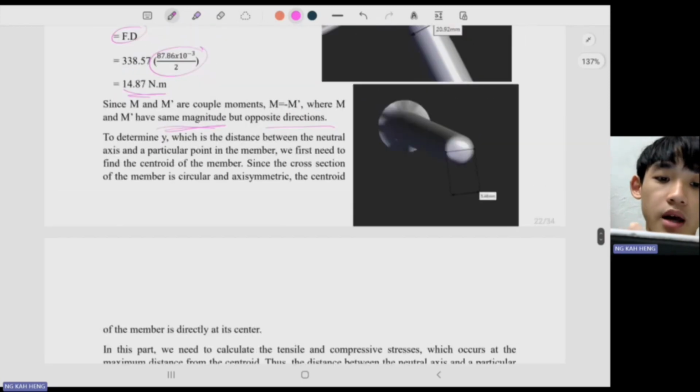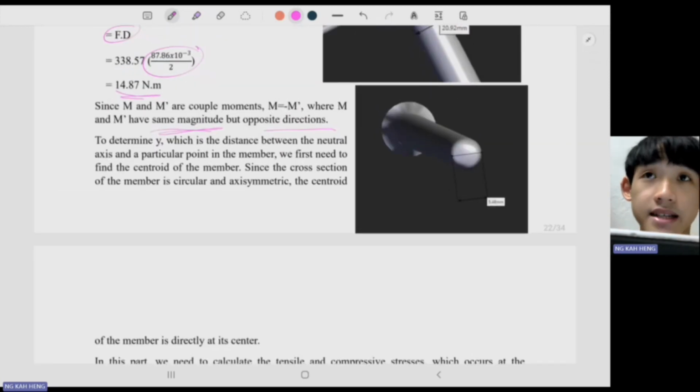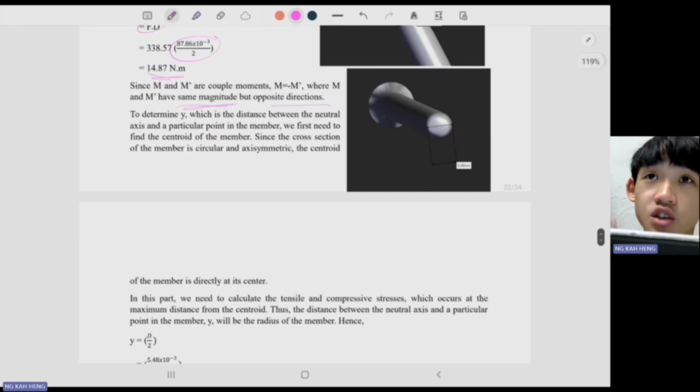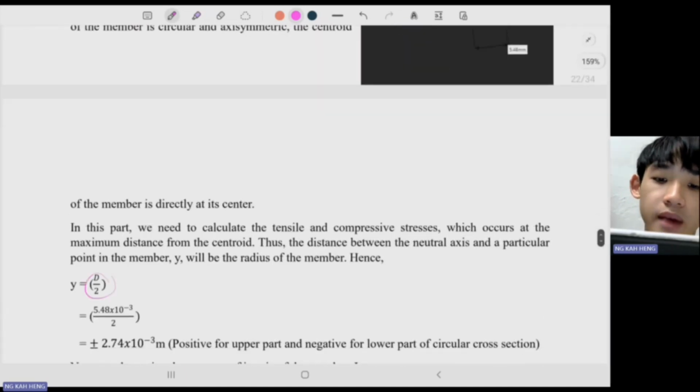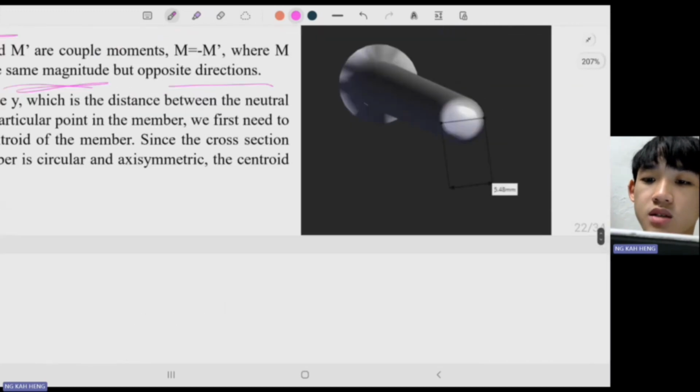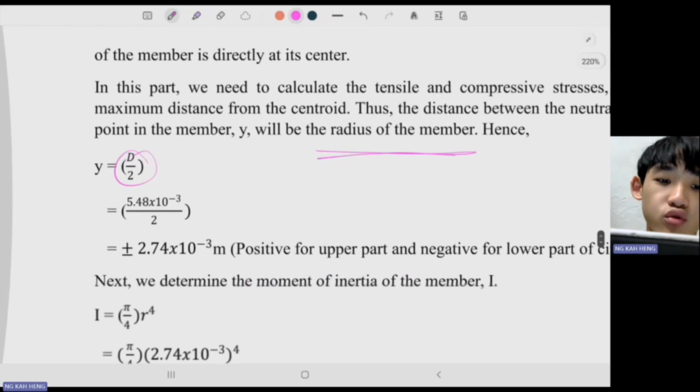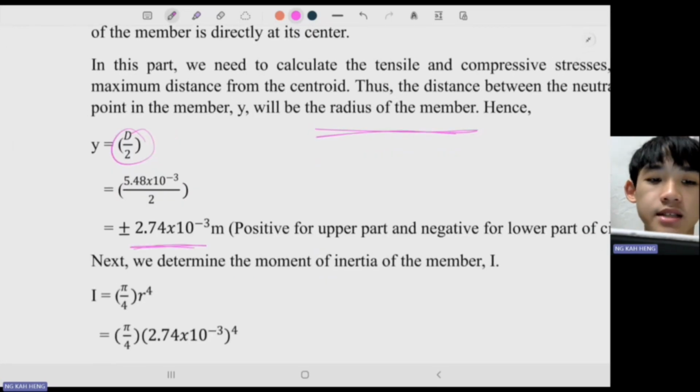So to determine Y, the distance between the neutral axis and a particular point in the member, we first need to find the centroid of the member. Because this cross section is circular, the centroid is directly at the center. So we just need the diameter divided by 2, in other words the radius of the member. Using 5.4 mm divided by 2, and changing to meters, we get 2.74 multiplied by 10 to the power of -3 meter.